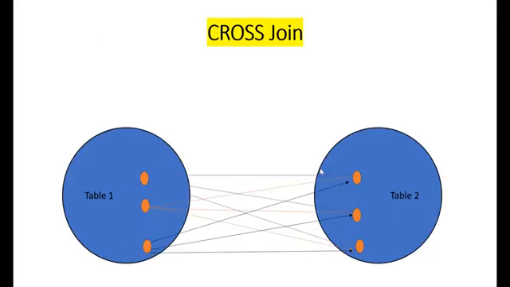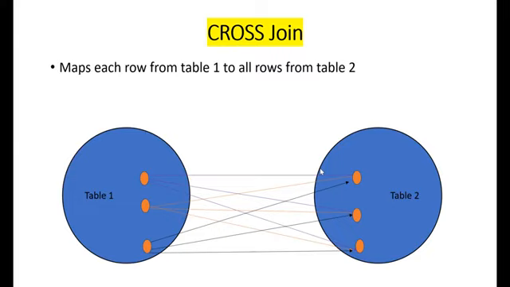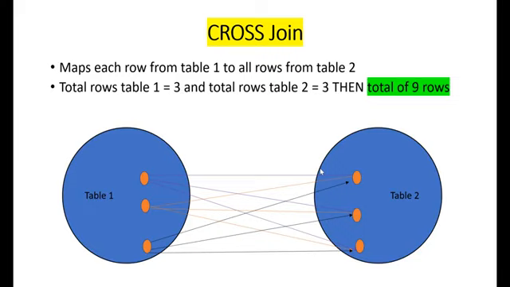Now we have the cross join. So the cross join maps each row from table 1 to all rows from table 2. For example, if the total rows in table 1 equals 3 and the total rows in table 2 equals 3, then we will have a total of 9 rows as a result, which corresponds to the Cartesian product.